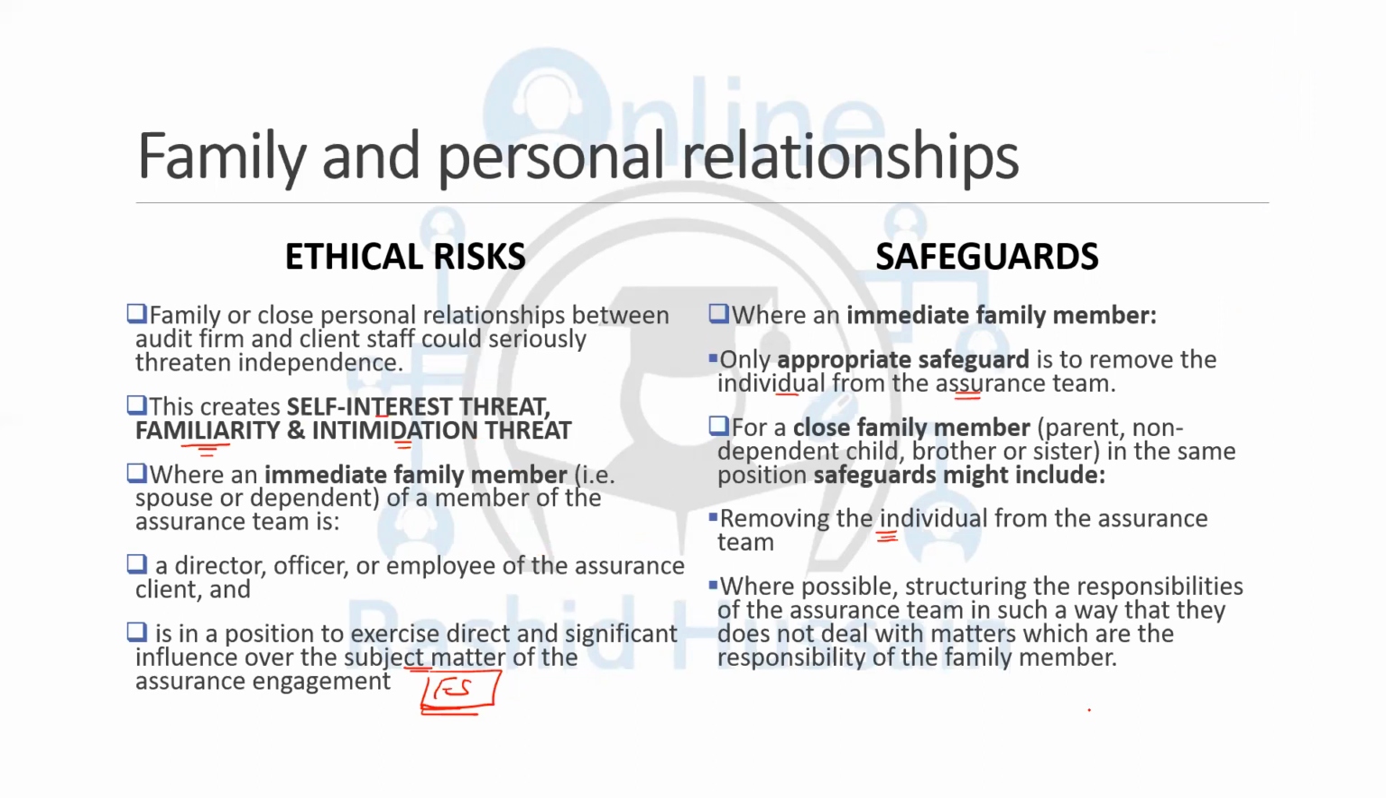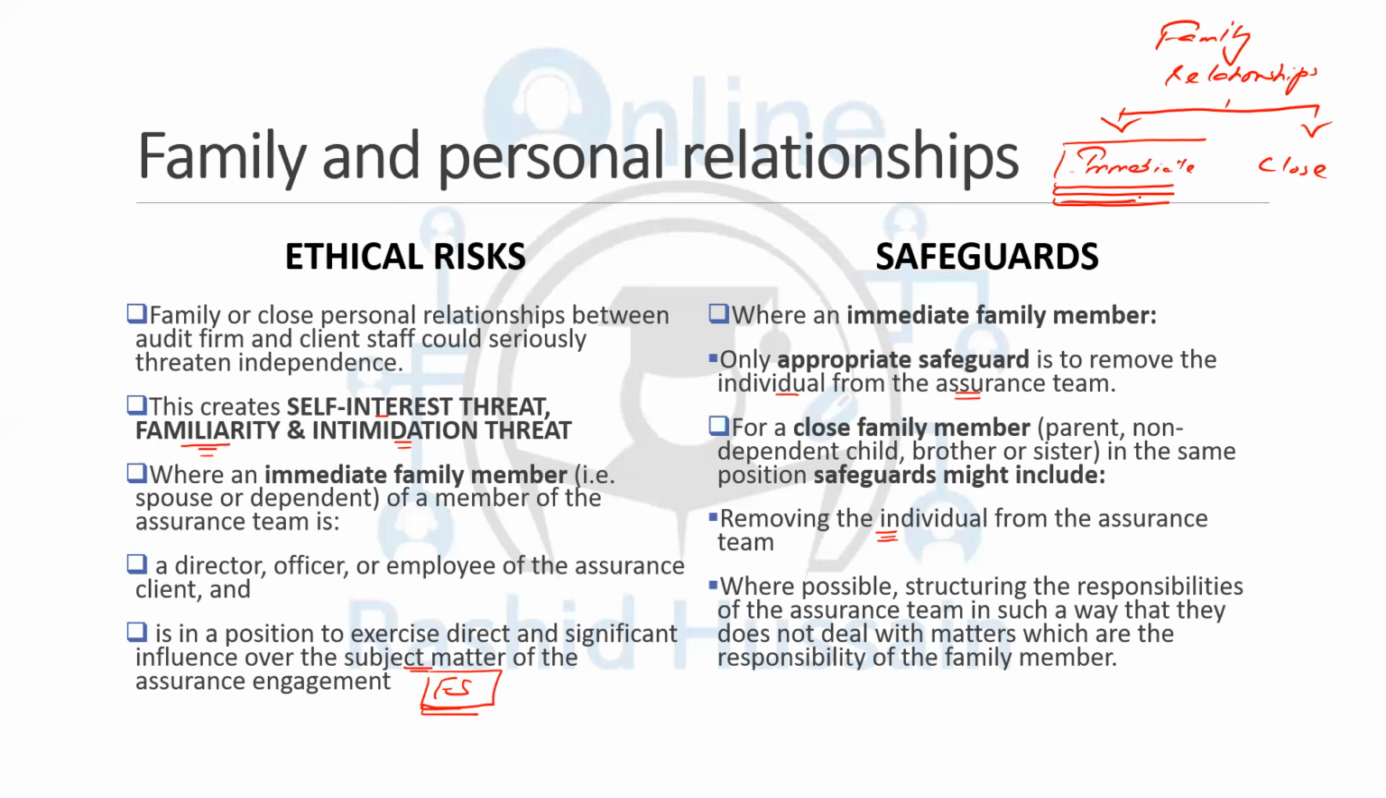Okay, then we have the family and personal relationships. First of all, understand that we have two divisions in the family relationships. We have the immediate family members, and then we have the close family members. The immediate family members are the spouse and the dependent child. And the close family members, or other family members, are for example brothers, sisters, cousins and things like that. First of all, we are mainly concerned with the immediate family, with whom you have the daily, significant connection, the spouse or dependent child who lives with you.